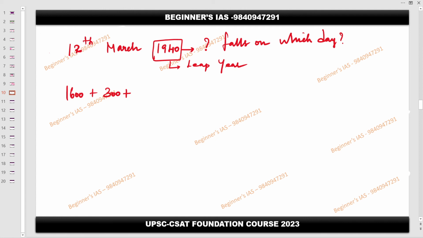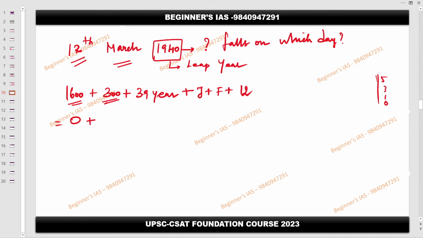Then obviously we need another 39 years. After these 39 years, we need January, February, and then March, up to 12 odd days. Since 1600 is a multiple of 400, you will get 0 odd days. So how many odd days do 300 years contain? 5, 3, 1, 0 is the shortcut, easy to remember. This is for 400, this is for 300, this is for 200, this is for 100 years. Therefore, 300 years contain only 1 odd day.